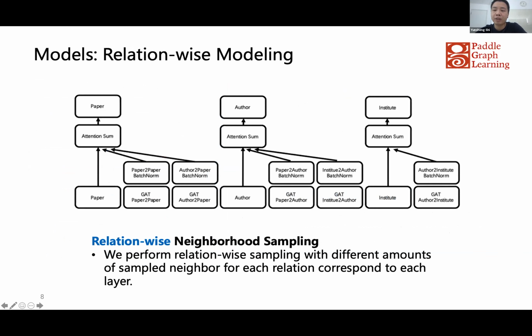For the heterogeneous feature, based on RGAT, we perform more relation-wise modeling. We perform relation-wise sampling with different amounts of sampled neighbors for each relation, whereas the baseline RGAT takes the neighbors as a homogeneous graph during neighborhood sampling, which cannot guarantee that each relation has at least one neighbor.